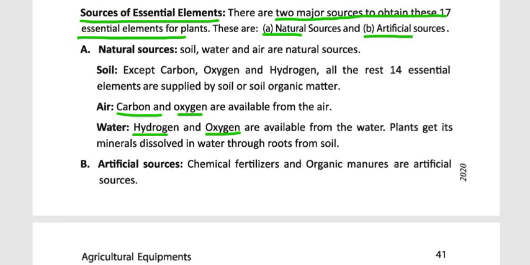Artificial sources. Artificial means the nutrient elements which are provided by human beings. It means chemical fertilizers and organic manures. Manures means fertilizer. Organic means the things which are not chemical. The fertilizers which are not chemical are called organic manures. So chemical fertilizers and organic fertilizers are artificial sources.